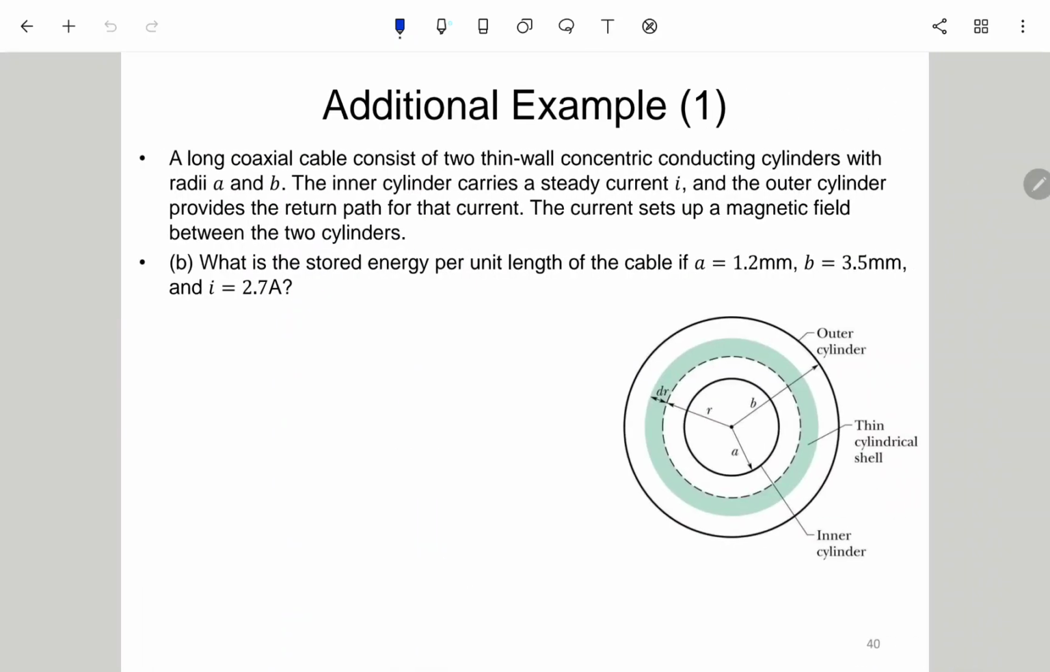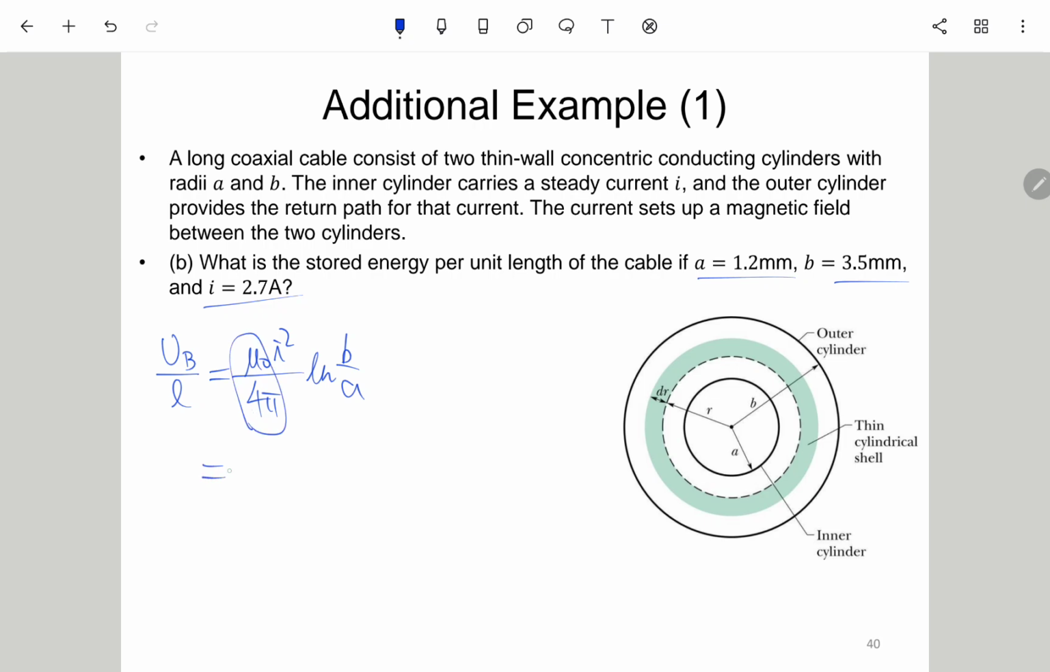Okay, so for question B, it asks what is the stored energy per unit length of a cable given this value, which means we just need to plug the values into the previous expression, except we find U_B over l, because it asks for the stored energy per unit length. So U_B over small l is mu 0 I squared over 4 pi, times natural log of b over a. So we can just plug in all the values.